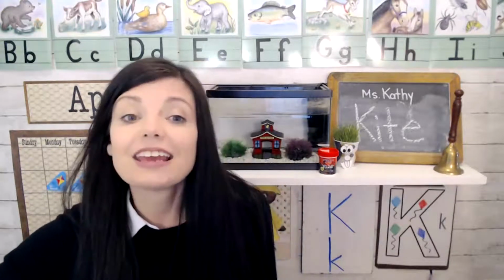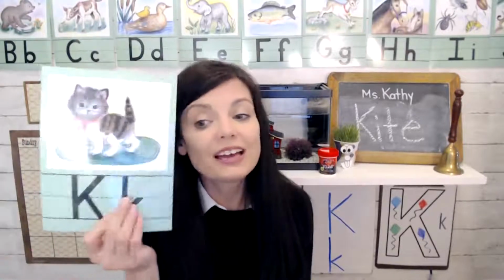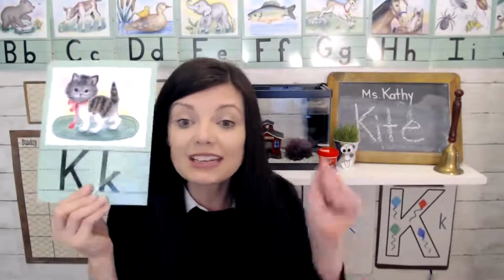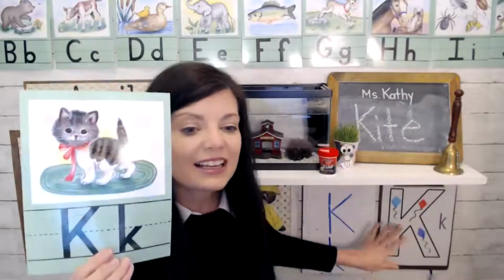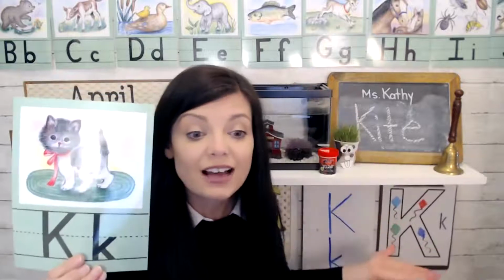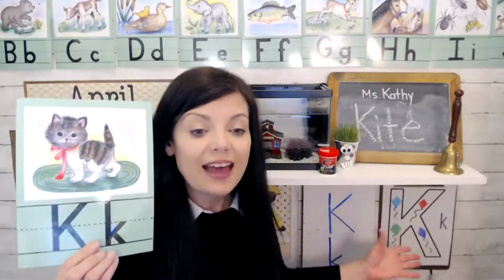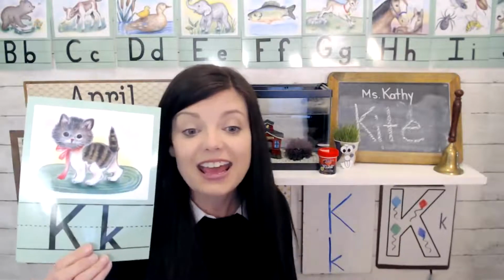Our letter today was K, and K is for kite. So we did some pretty fun activities. We call this Kite Day. We decorated letter K with diamonds. These were just diamonds that we colored with crayons. We added some squiggly lines for the strings, and that was how we decorated K today.